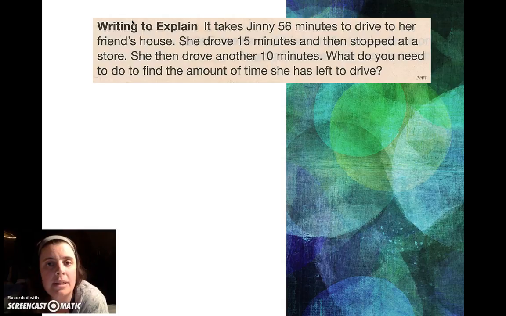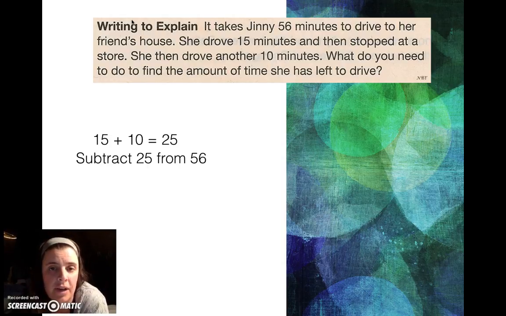The question last week was, it takes Ginny 56 minutes to drive to her friend's house. She drove 15 minutes and then stopped at a store. She then drove another 10 minutes. What do you need to do to find the amount of time she has left to drive? So students looked at this a couple different ways. Some students said you need to take the 15 minutes that she drove and then the 10 minutes that she drove and add them together, and that gives you 25. And then you need to subtract 25 from 56. That will give you the time that she has left to drive, which is absolutely right.